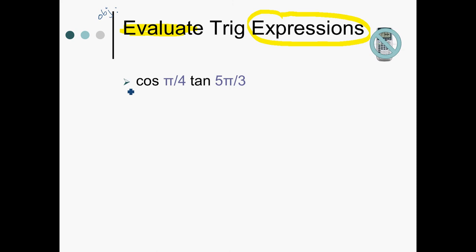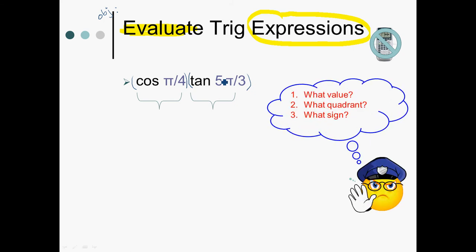And here's example one. Cosine pi over 4 times tangent of 5 pi over 3. If you want, you can think of these as being inside parentheses. So you're supposed to evaluate both of these. Cosine pi over 4, look at the chart you just made in your warm-up. What is the cosine of pi over 4? I'm in the first quadrant. Pi over 4 goes with 1 over root 2.